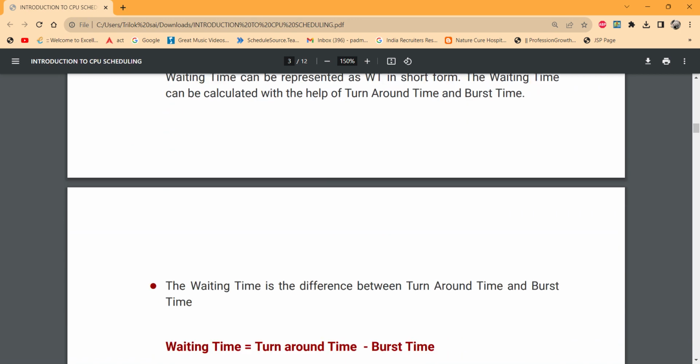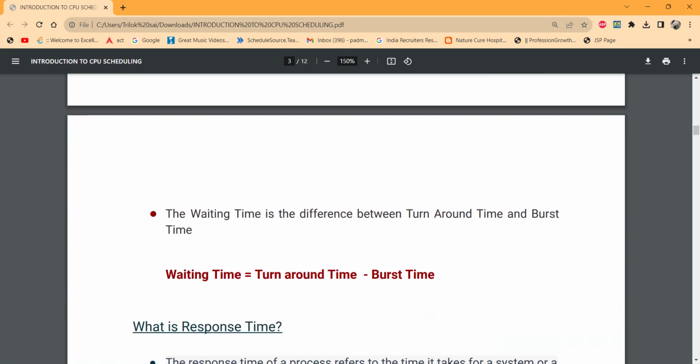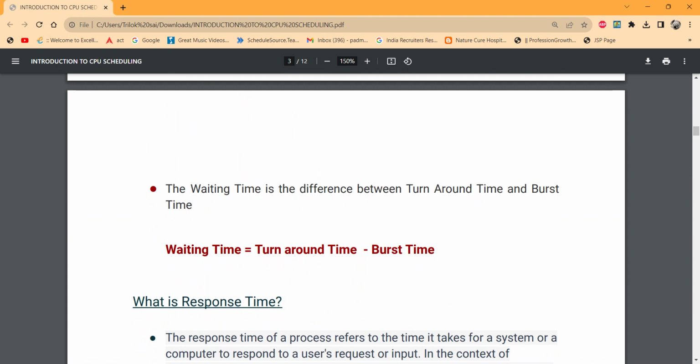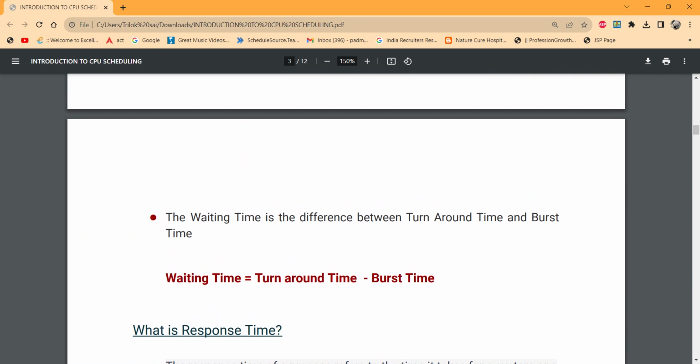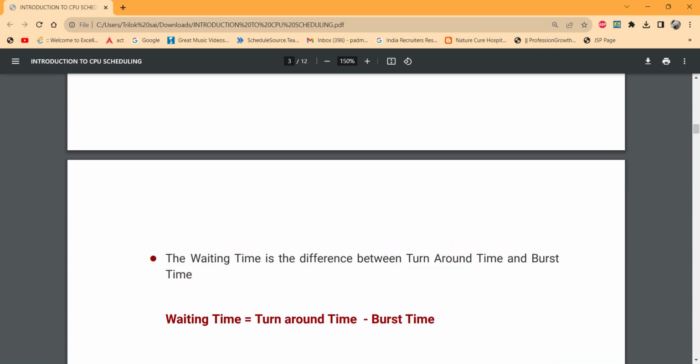Okay, my dear friends. Now the formula, I request all of the students who are watching this lecture to note down this particular formula. Waiting time can be calculated by the difference between turnaround time and burst time: WT = TAT - BT. My dear friends, I'll give you a 20-second time gap. Please, all of you, note down this formula, which is very, very important and which will help us a lot for solving the problems in the upcoming lectures.